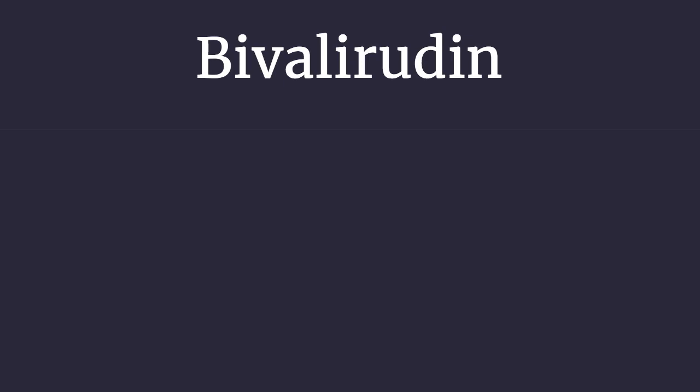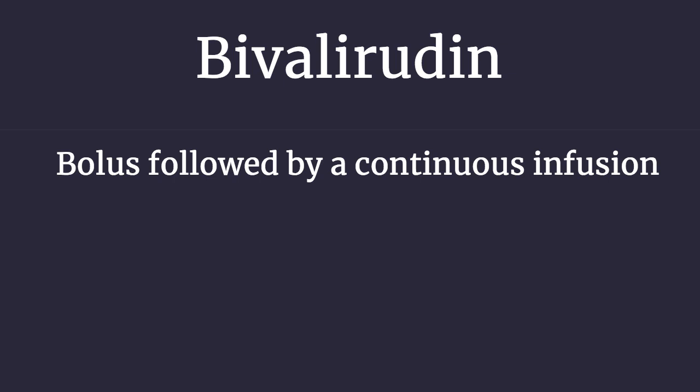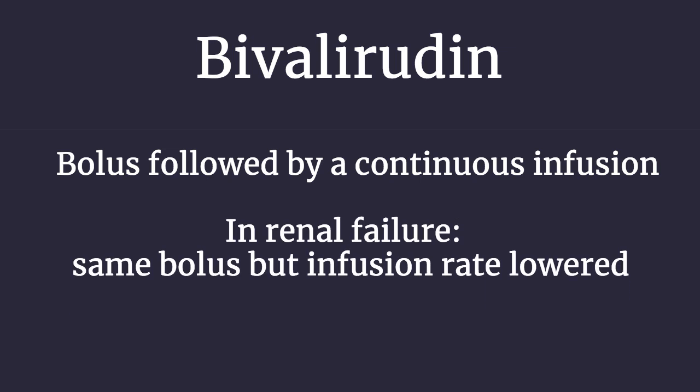Bivalirudin. So this anticoagulant is dosed with a bolus first, which is 0.75 milligrams per kilo. And then it is followed by a continuous infusion of 1.75 milligrams per kilo per hour. And this medication is heavily renally excreted. So if your patient does have renal failure or they are in acute renal injury, then the bolus is usually kept the same, but the infusion rate is lowered.